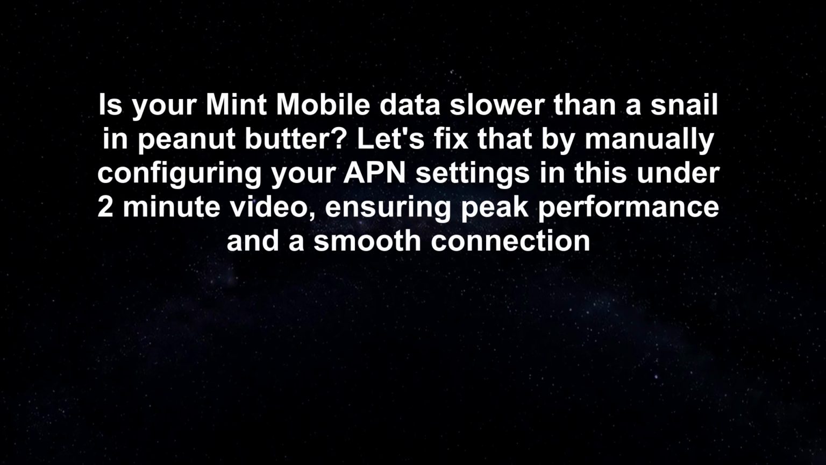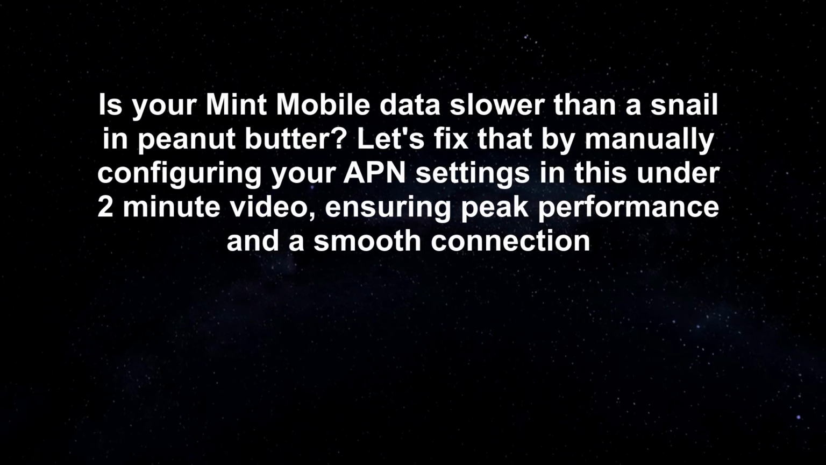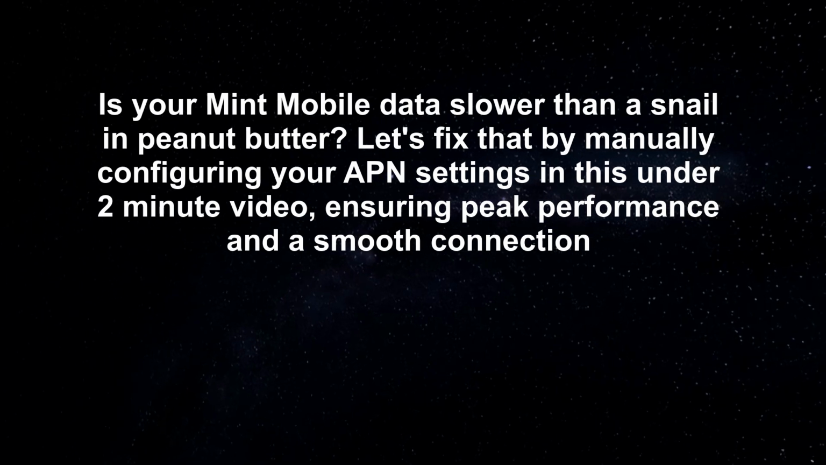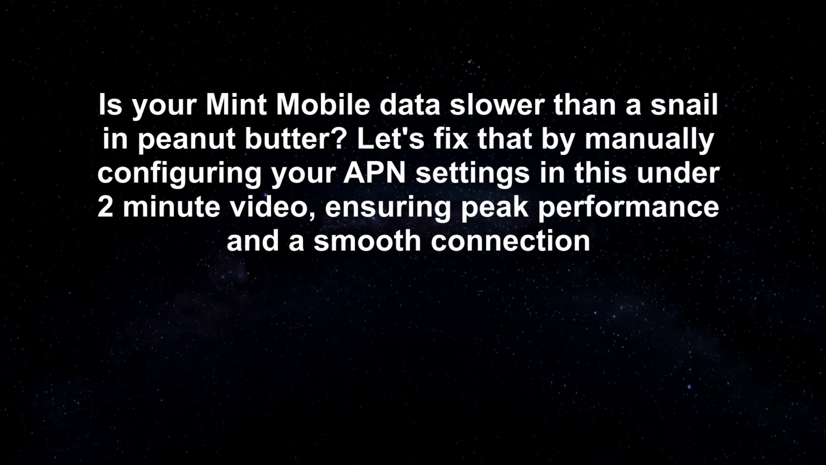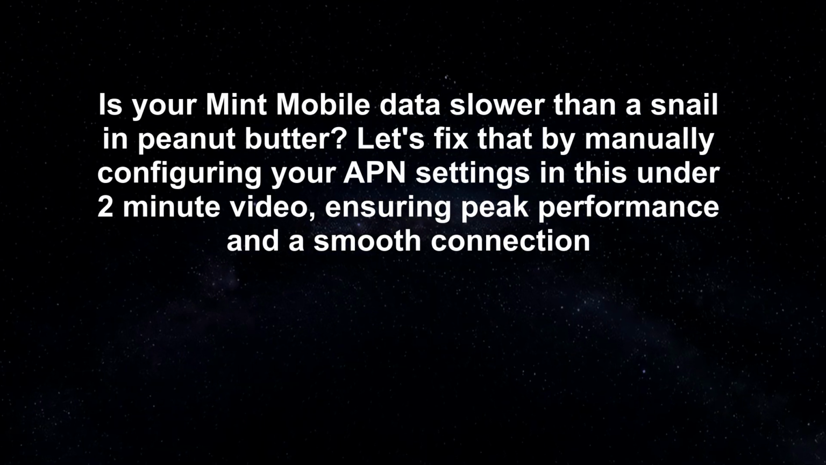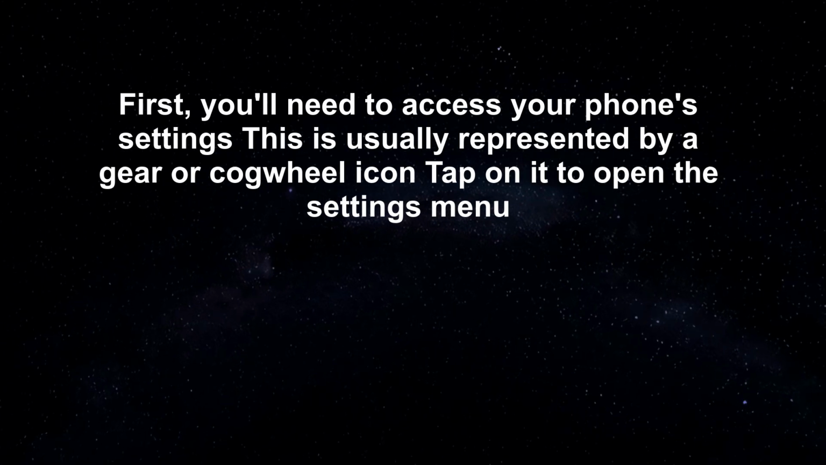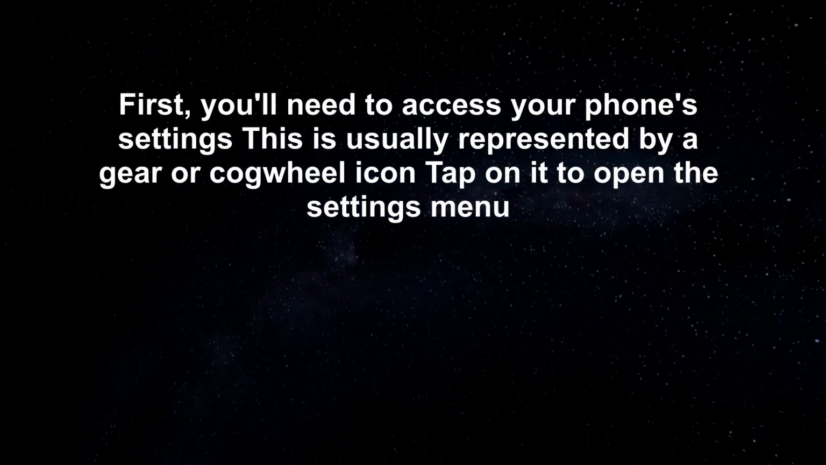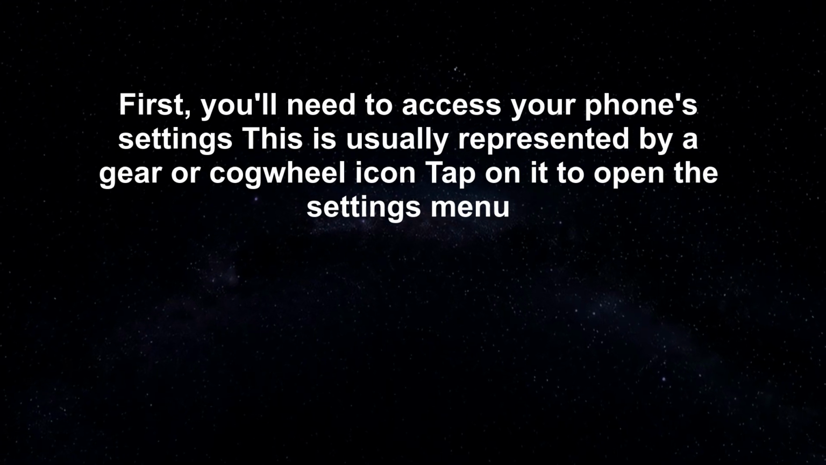Is your Mint Mobile data slower than a snail in peanut butter? Let's fix that by manually configuring your APN settings in this under 2-minute video, ensuring peak performance and a smooth connection. First, you'll need to access your phone's settings. This is usually represented by a gear or cogwheel icon.